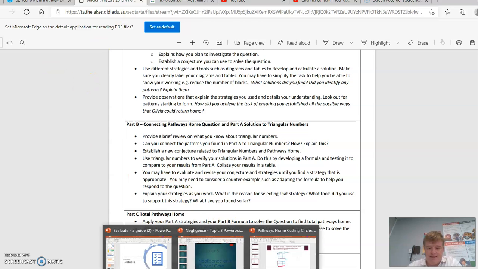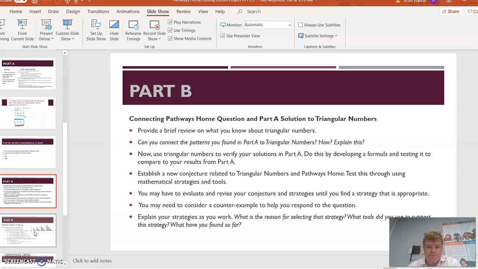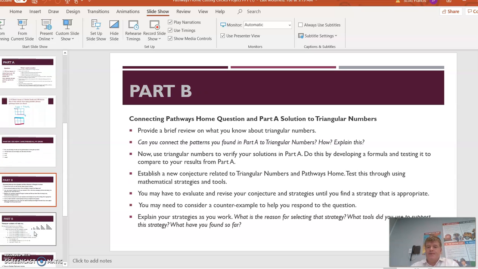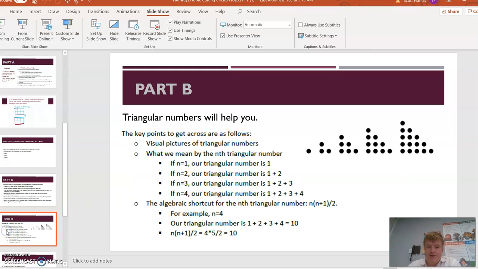So let's have a quick look at what we know about triangle numbers here. We have been looking at the part A stuff. Okay, part B, right? I might just add here, you have to evaluate and revise your conjecture. So if it doesn't work, say, okay, why hasn't it worked? How can I change it? Can I still see a pattern that works with triangular numbers?